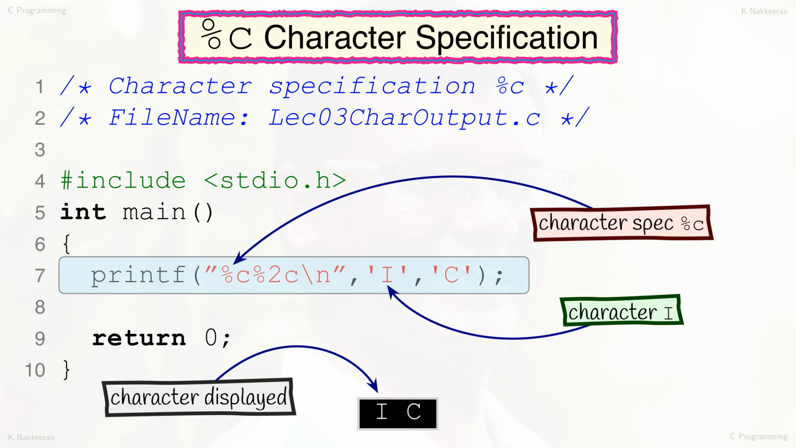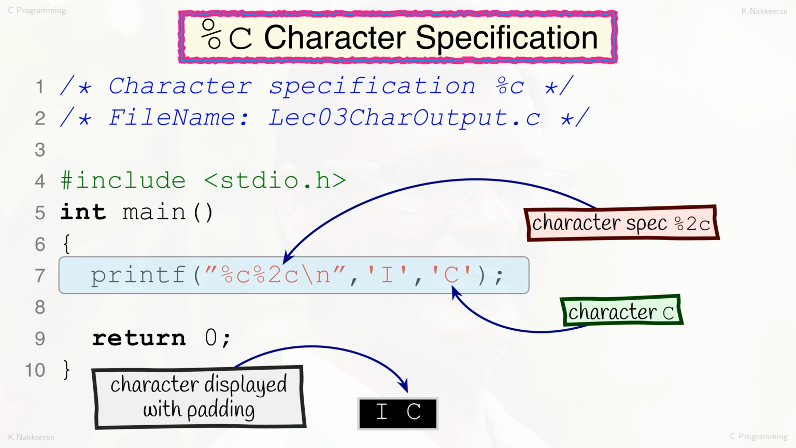The character provided for %c specification is I. Characters must be enclosed within single quotes. So, in the output character I is displayed. %2c specification is used for displaying character with padding. The character provided for %2c specification is C. Single blank space will be padded before the character as per %2c specification. So, in the output blank space followed by character C is displayed. The space between characters I and C is because of the padding.